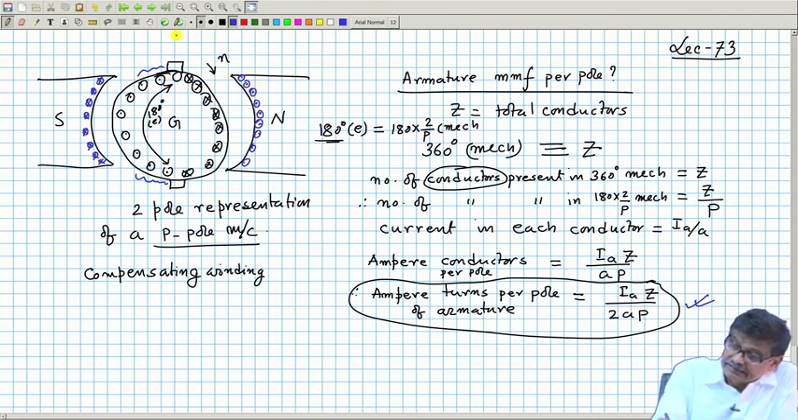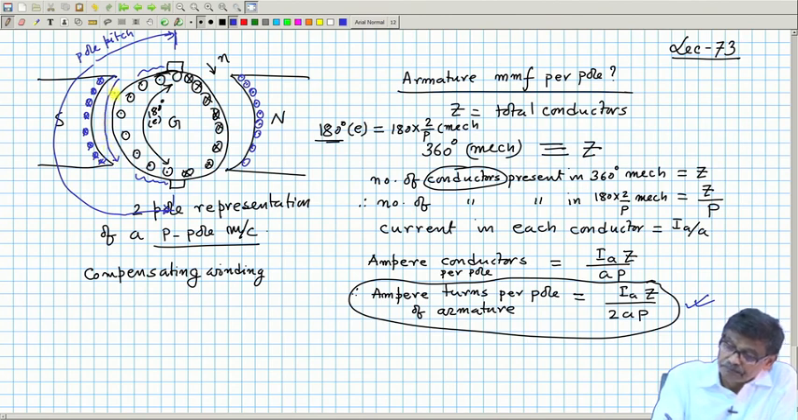Now, this length you try to understand. What is this length? This is the pole pitch. And the pole actually exists within this zone. So, this one is called the pole arc. This is called the pole arc.